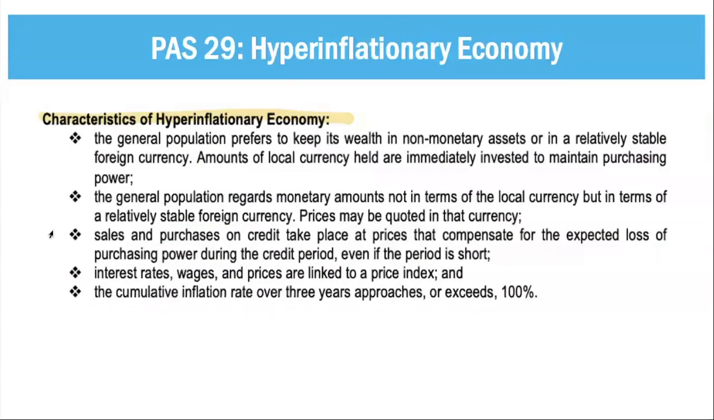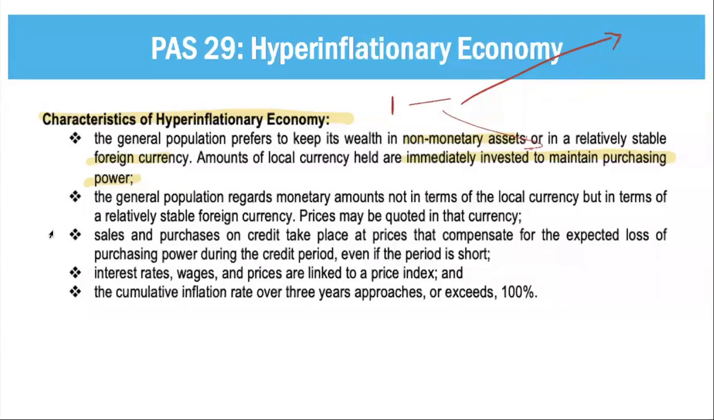First, the general population prefers to keep its wealth in non-monetary assets or in a relatively stable foreign currency. So what they do is they invest to maintain purchasing power. What happens if you maintain purchasing power? If you keep on maintaining purchasing power, the effect is you have a higher purchasing power. If this is your purchasing power now, 1 peso, and you keep maintaining that, the tendency is it will only go high because you keep on maintaining it. It will never go low. Therefore, if it keeps on going high, then there is a possibility of hyperinflation.